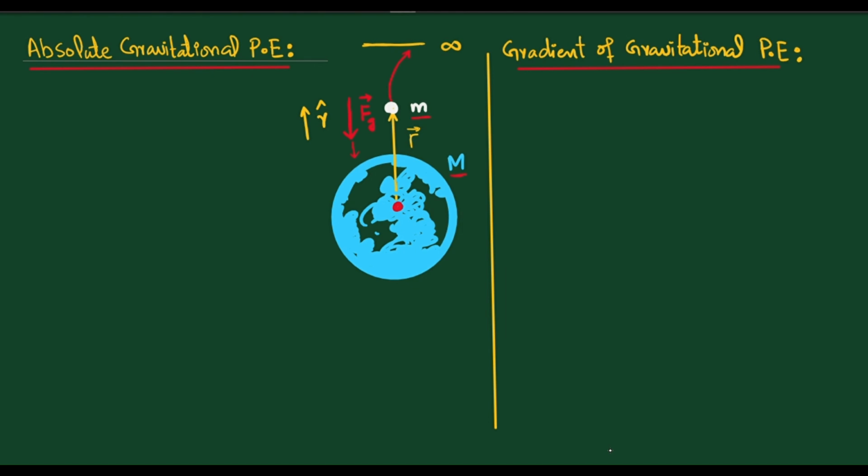We have to do work, and this work done is equal to the absolute gravitational potential energy. If we take the object from a certain point to infinity, where the gravitational force becomes zero, our work done will be equal to the gravitational potential energy of the object at this particular point. First of all, we have to calculate the work done to take the object from a point, let's say point P, to infinity.